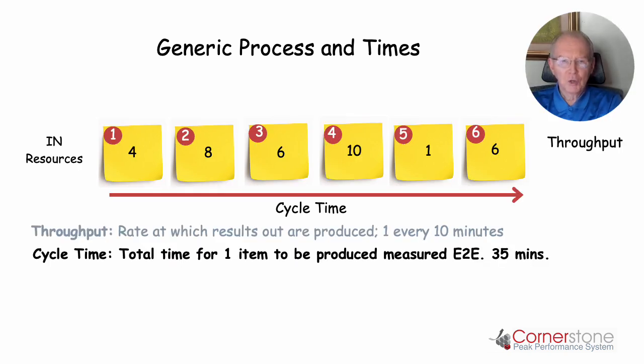The next one to look at is cycle time. And cycle time is the total time for one item to be produced, measured E to E, which is an abbreviation for end to end. In other words, from customer to customer. And in this case, cycle time, you can say, is about 35 minutes by adding up how long each step takes. Now, it's not quite as simple as that, and we'll look at that in some more depth. But that is what cycle time is. If you put something in the very beginning of a process, how long does it take to come out the other side?